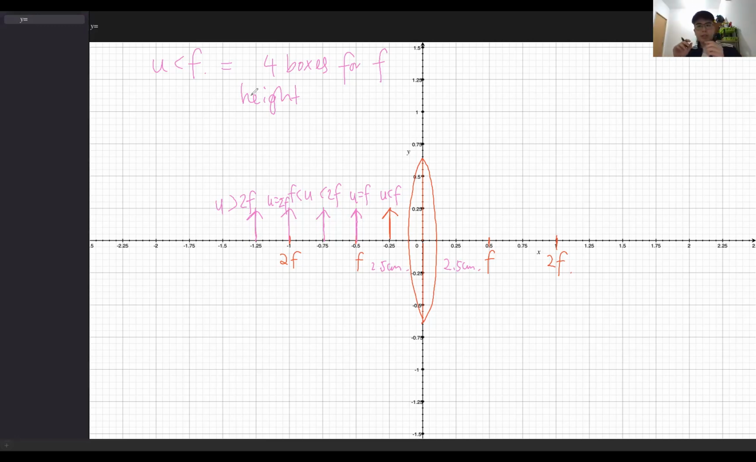Make sure that your light rays must intersect, because you want to find where your image is, right? Sometimes because of the scale, you cannot find the intersection. The lines do not meet. So for U less than F, maybe you want to adjust a little bit, depending on your graph paper. Some have smaller boxes, some have more boxes. So you try to sketch it, and once you are done, send it to me.